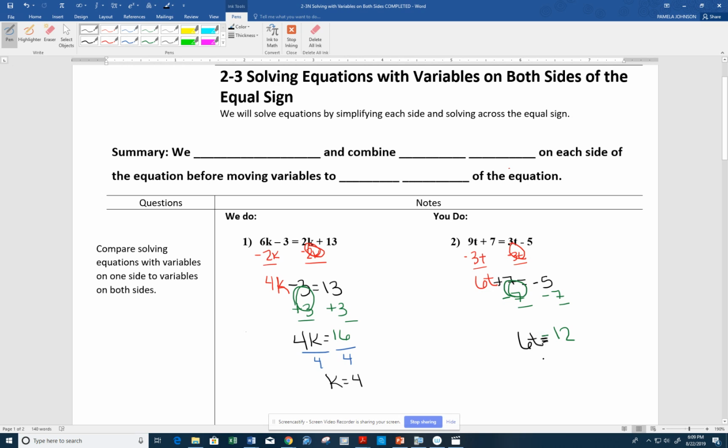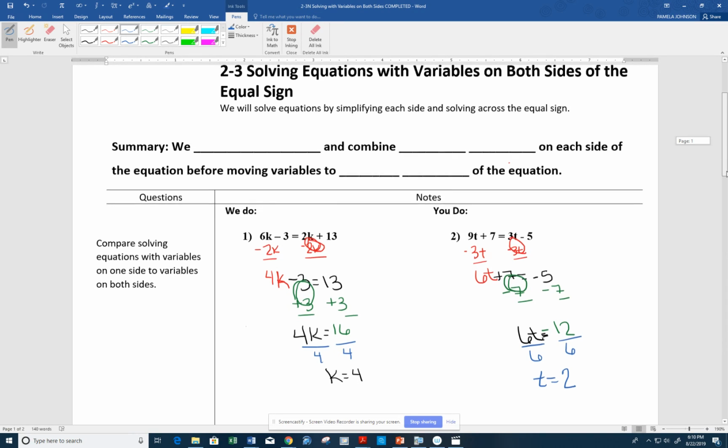My equal sign does not look like an equal sign. All right, there we go. Hopefully. There's my equal sign. And then the last step is that we're going to divide by 6. So I'm going to have t equals 2. Again, you could take your calculator and check this. Put this 9t plus 7 into y1, 3t minus 5 into y2, and find their intersection.